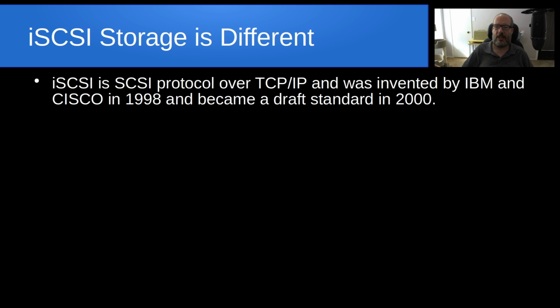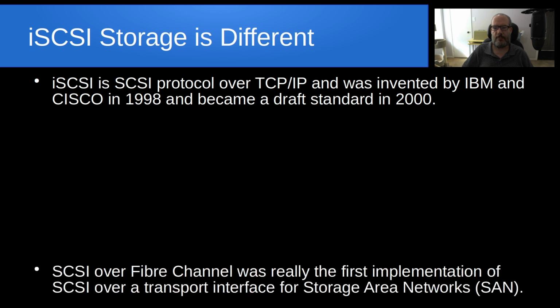So iSCSI is the SCSI protocol over TCP/IP, and was invented by IBM and Cisco in 1998 and became a draft standard in 2000. It's been used for quite some time and mostly used by businesses, but it works out really well in the home lab if you need some high-speed bulk storage and don't want to have to buy additional drives for your system.